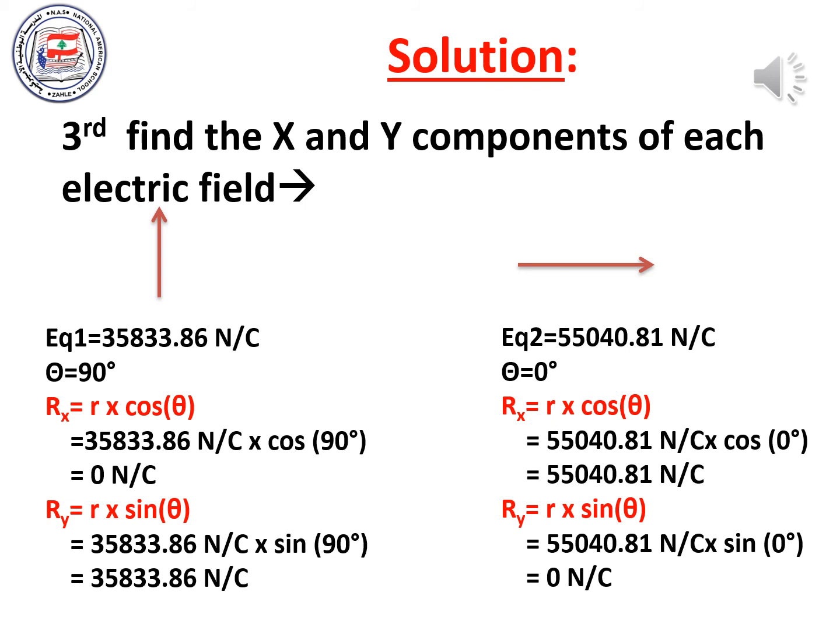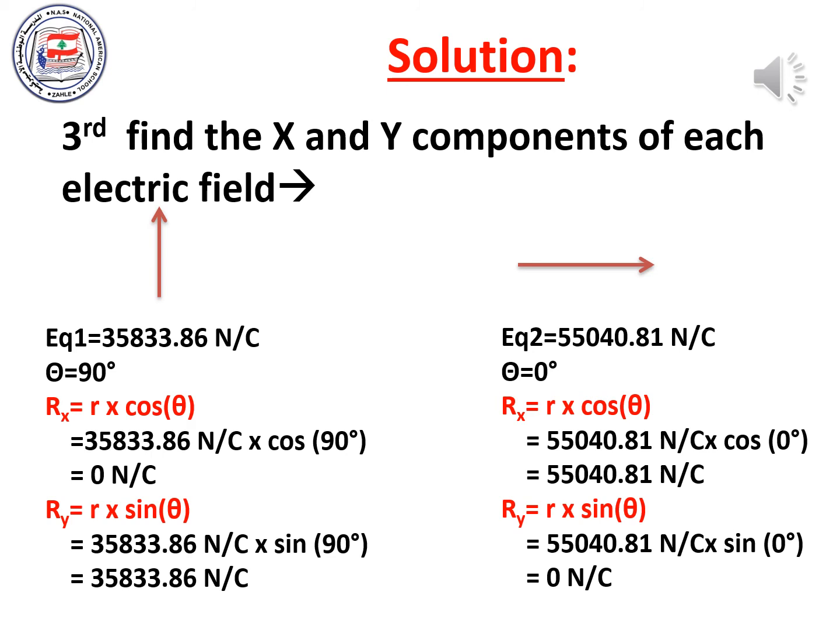In the third step, we find the x and y components of each electric field. So first we have the electric field due to charge 1. It has a magnitude of 35,833.86 newtons per coulomb, and the angle with the horizontal is 90 degrees, since it points towards Q1, so it is upwards. So Rx is equal to R times cosine angle. R is the magnitude, and the angle is 90, and the answer is 0 newtons per coulomb. So there is no horizontal component for the electric field due to charge 1.